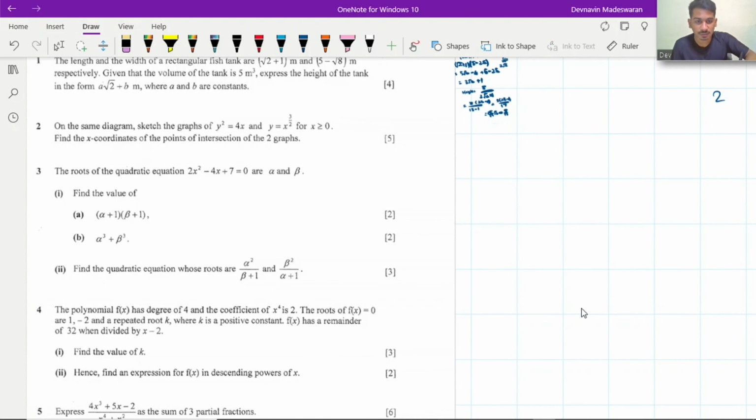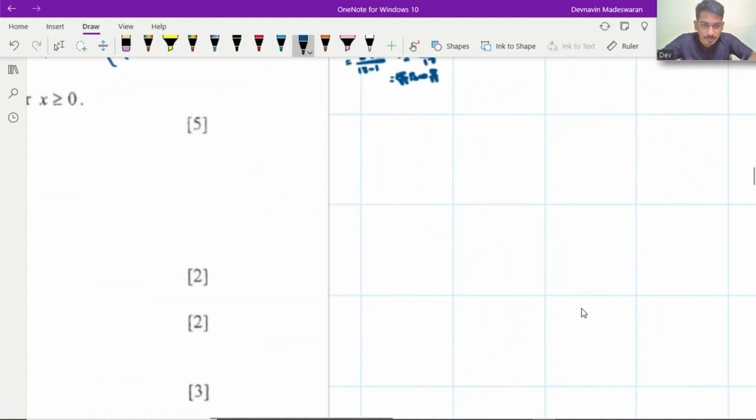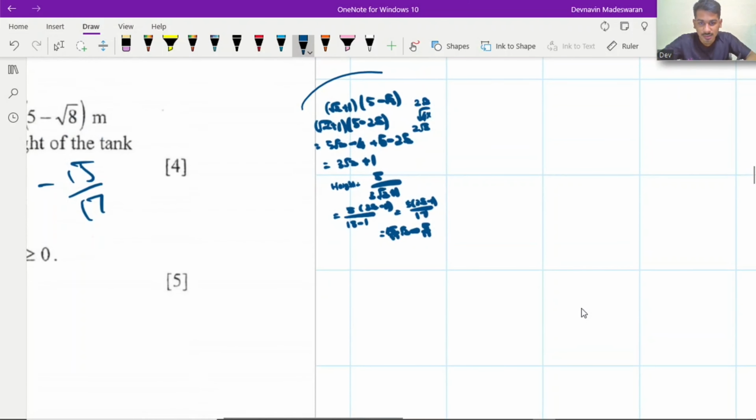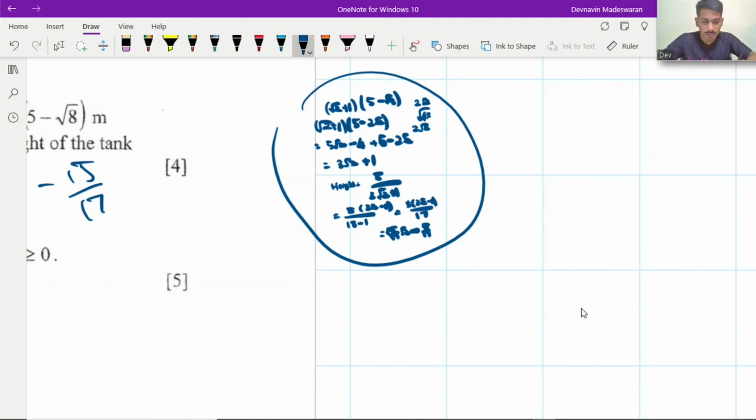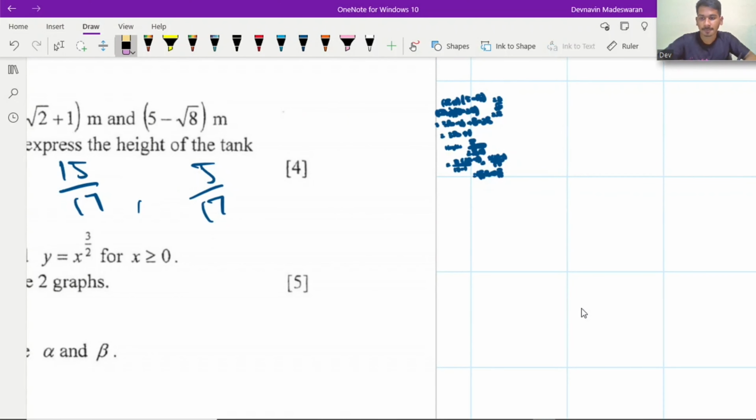So it's going to be 15 over 17 and 15 over 17. Yeah, both of them 15 over 17. And the other one is negative 15 over 17. Wait, am I right? Oh, it's negative 5 over 17. I'm so sorry, guys. Let me pause. Yeah, it's negative 5 over 17. Okay.